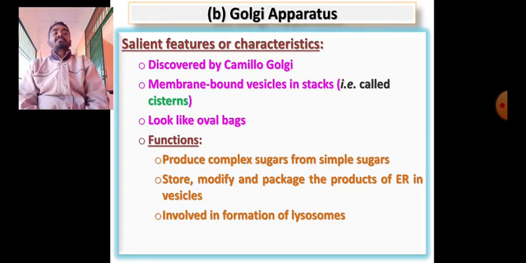Now what are the basic functions of Golgi apparatus? Golgi apparatus go for producing sugar. Which sugar? Complex sugar. Complex sugar like cellulose in plants, starch in plants as well as in animals. Okay, so such types of sugars are produced. From where do they produce? They produce from simple sugar. And apart from that, they go for storing, modifying and packaging the products of endoplasmic reticulum in vesicles.